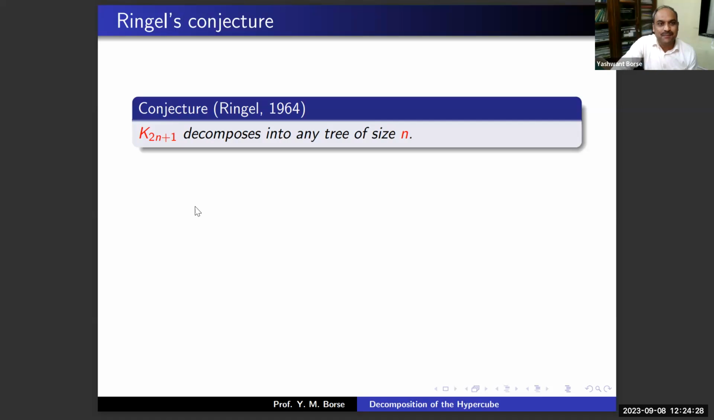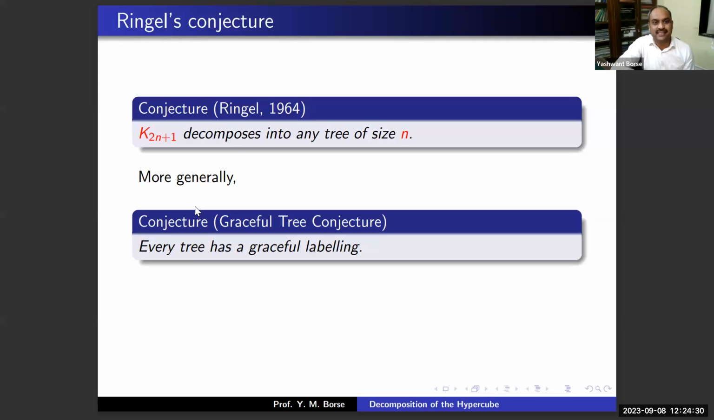Anyway, people have converted this conjecture in terms of labeling also: graceful labeling. I think this is given in every standard graph theory book. The graceful tree conjecture says that every tree has a graceful labeling. I am not giving the definition of graceful labeling here, but this is a more general conjecture than Ringel's conjecture. Both conjectures are still open.